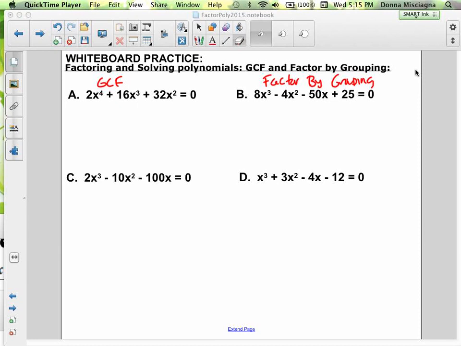This was the material that we learned in class today. So first of all, if you were absent, taking the PSAT or just absent, this is the whiteboard practice problems. I will post them. I would like you to complete these. Right, the A and C here, you'll use greatest common factor and then factor by grouping for quadratics. And then B and D over there, you use factor by grouping. Okay.